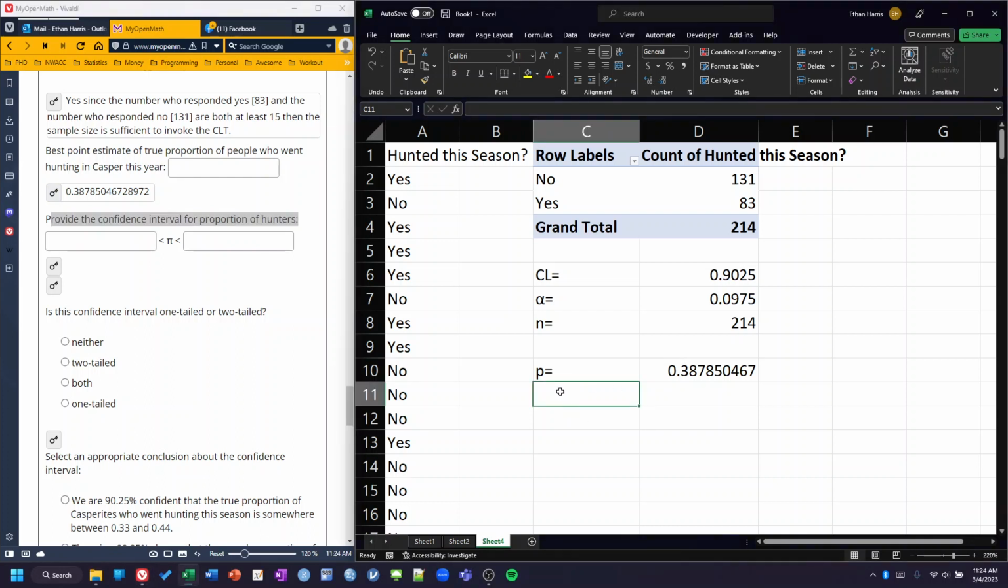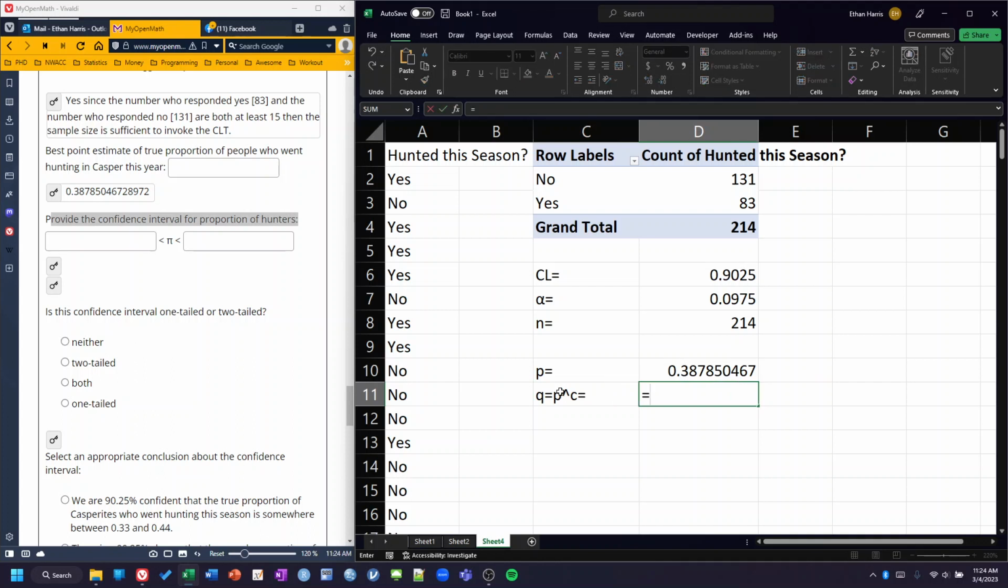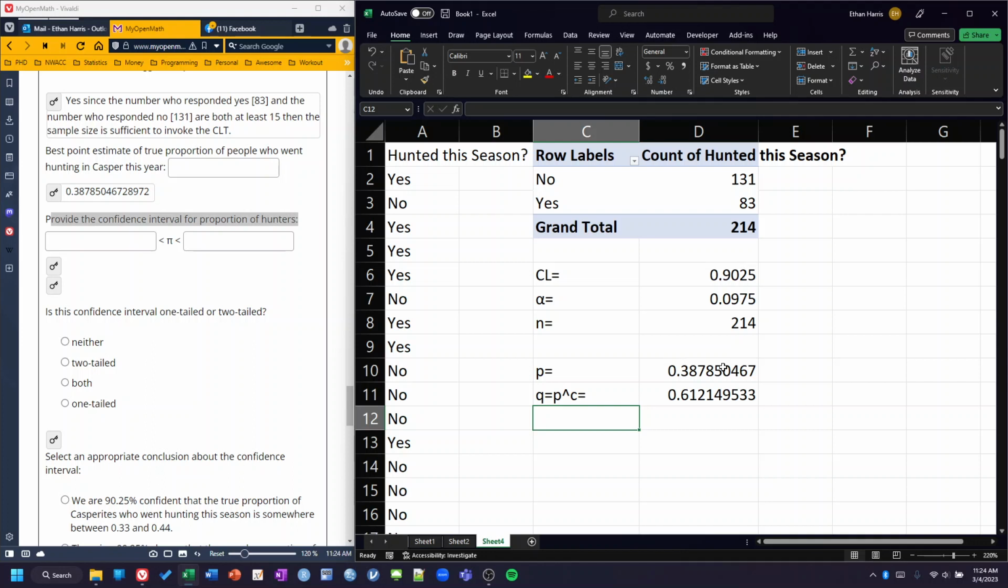So the next thing that we need is the value q. And q is just equal to p complement. And so to get q, all we have to do is do 1 minus p. And that gives us the proportion of people who didn't go hunting. We're going to need that in just a second in order to calculate our standard error. So let's actually write down our standard error next.